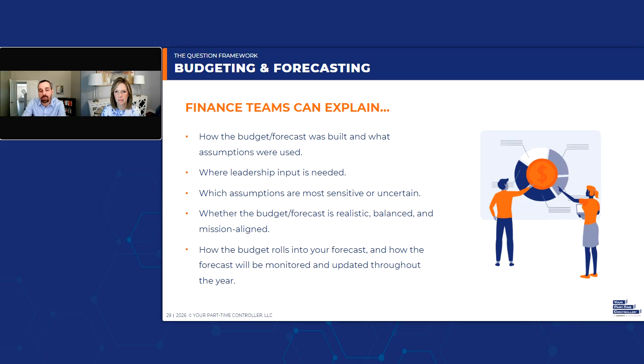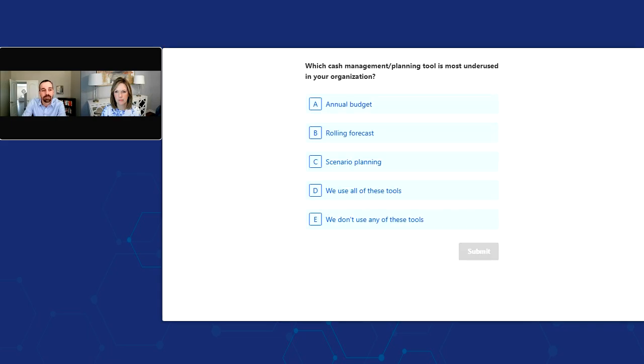Let's check out our next poll question. Which cash management or planning tool is most underused in your organization? A, an annual budget. B, rolling forecast. C, scenario planning. D, we use all these tools. E, we don't use any of these tools. That's okay. So we'll give you a few seconds to go ahead and respond to this. Even though your organization may use all these tools, think about which one is most underused, maybe where you can make some meaningful improvement.